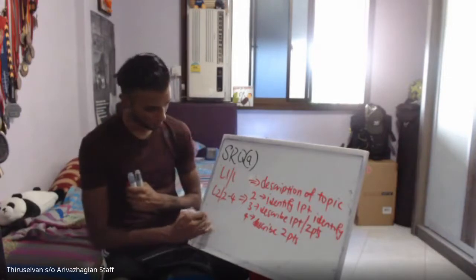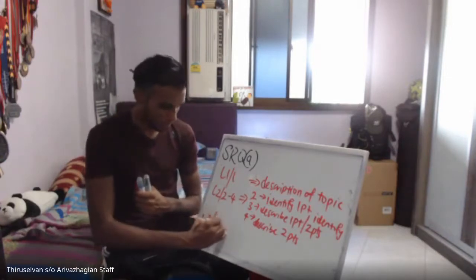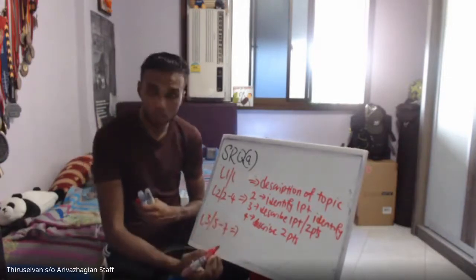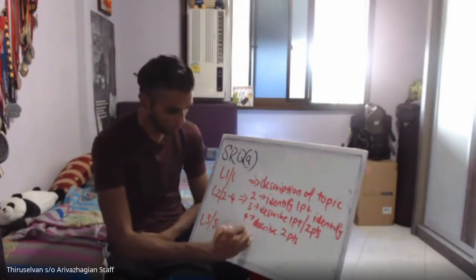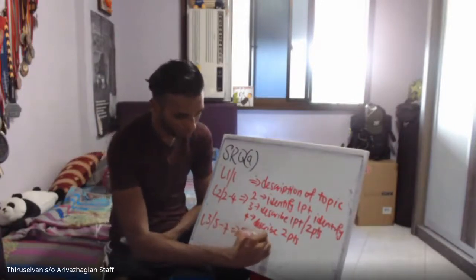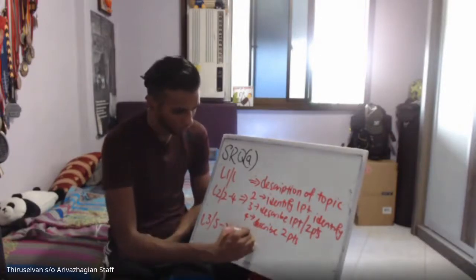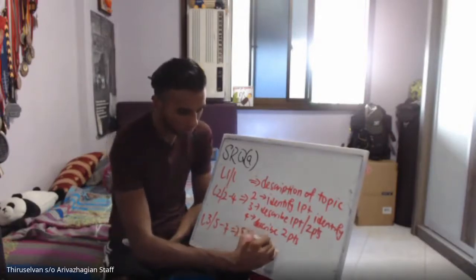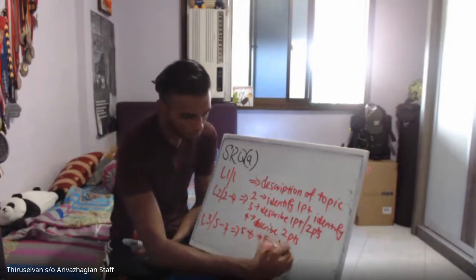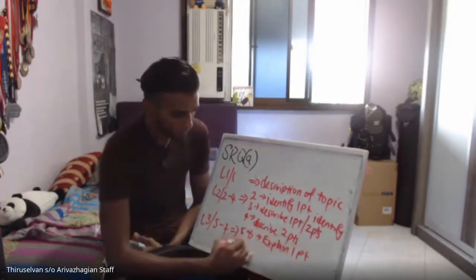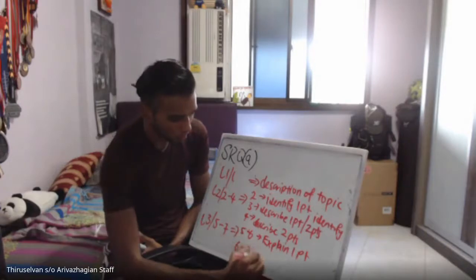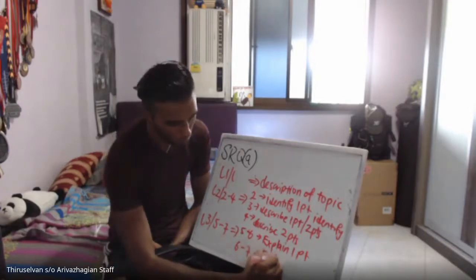Then L3, 5 to 7, 7 being the total marks. Remember that. 5 to 6 is explain 1 point. 6 to 7 is explain 2 points.